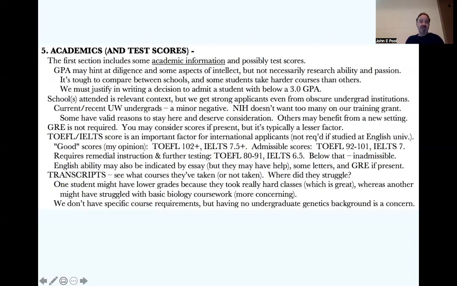And the last part, I am lumping in academics and test scores. Test scores is less of a thing these days. Academics, we do get transcripts from every applicant, at least an undergraduate transcript, and sometimes a master's or other transcript as well, or multiple others. And so, this is somewhat interesting, but you kind of have to decide how much weight you want to put on it.